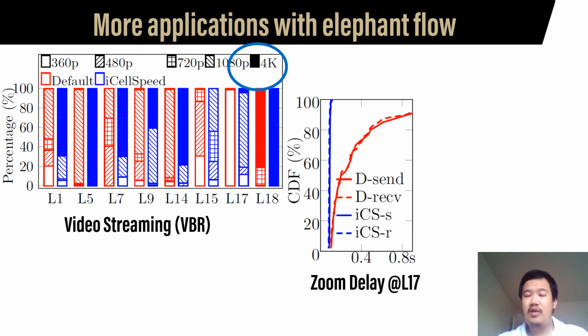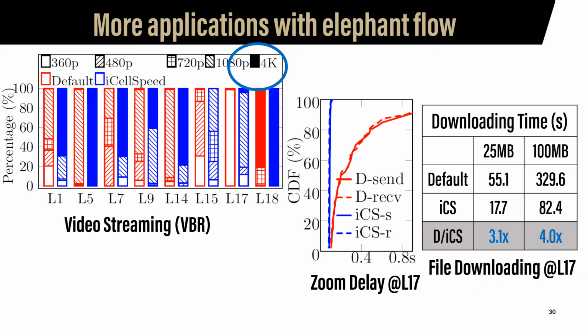And for Zoom video conferencing, iCellSpeed helps to reduce delay. For example, at one location, the latency of a Zoom conference call is greatly reduced for both uplink and downlink. And for bulk file downloading, the downloading time can be reduced by 3 to 4 times with different file sizes. Note, iCellSpeed only boosts applications with elephant flows, which care about data speed. For mice traffic, iCellSpeed will not be triggered as the flow ends shortly.